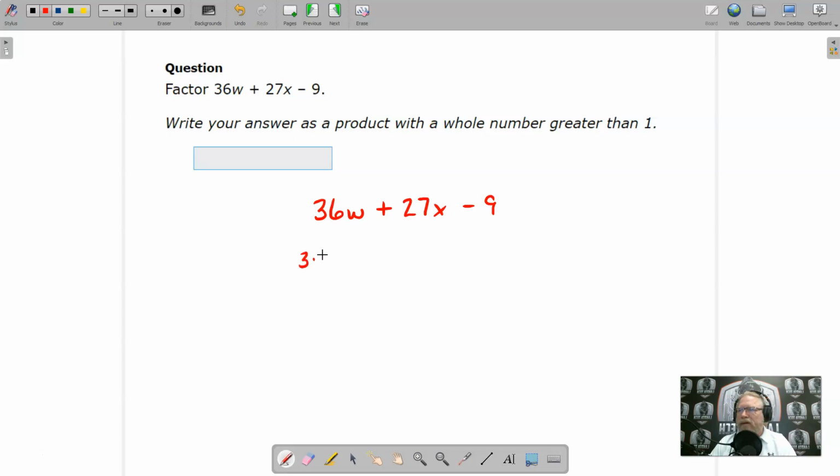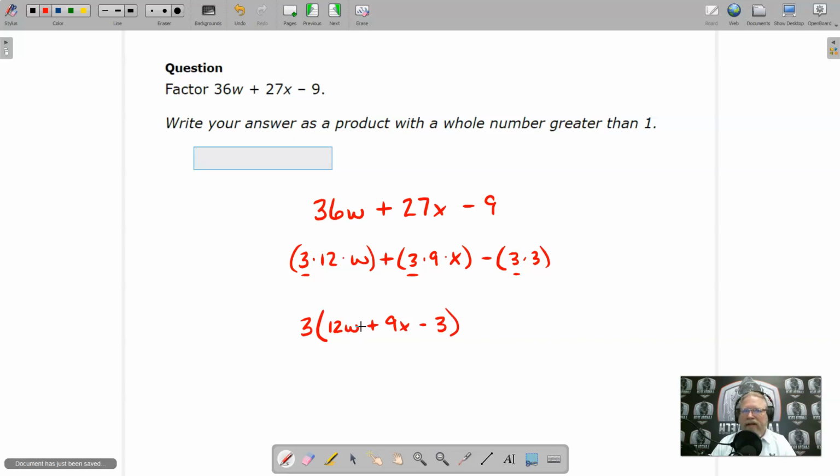So 3 times, what is that, 12, right, is 36, and times w, and my plus sign, 3 times, what is it, 9? 3 times 9. Oh, and I got to include that x there, times x, minus, and then 9 is 3 times 3. So I'm going to pull 3 out of all these, correct? So I pull 3 out. Now what do I have left? 12w plus, I have a 9x here, minus, and I have a 3 left over.